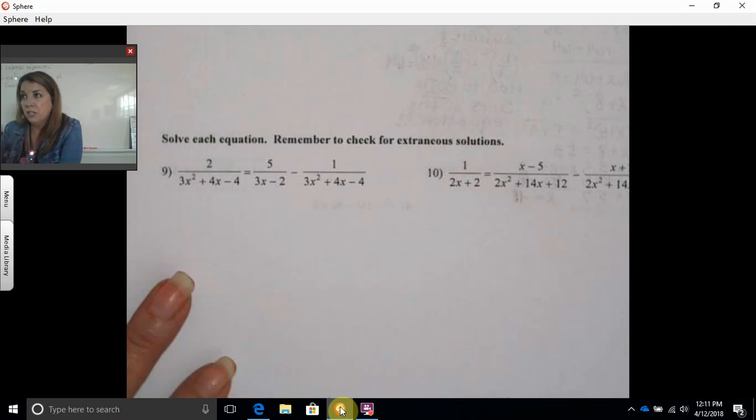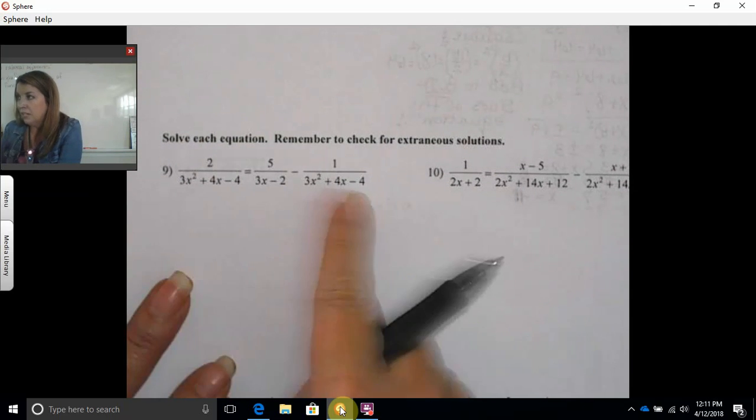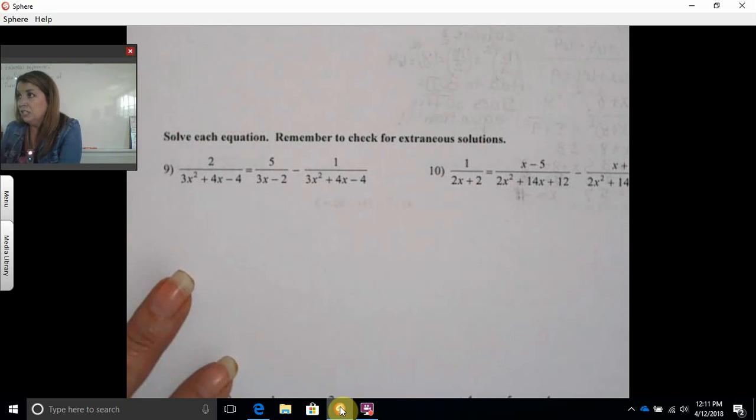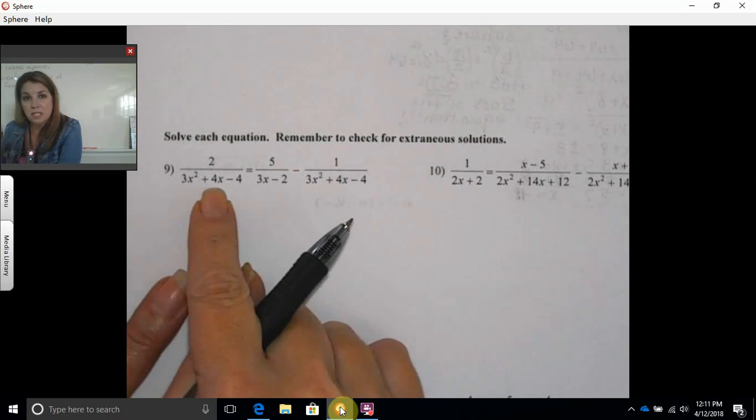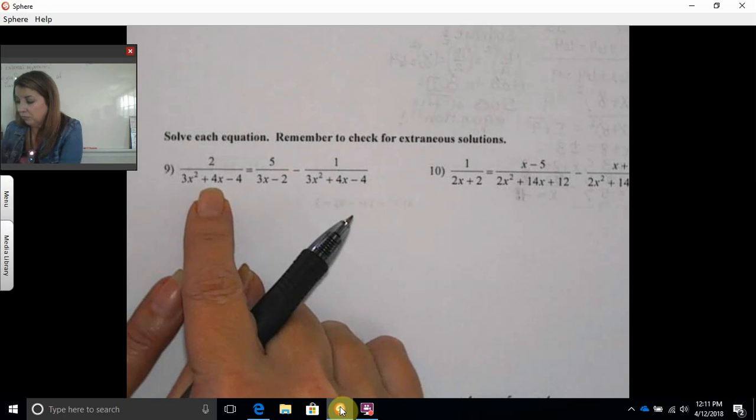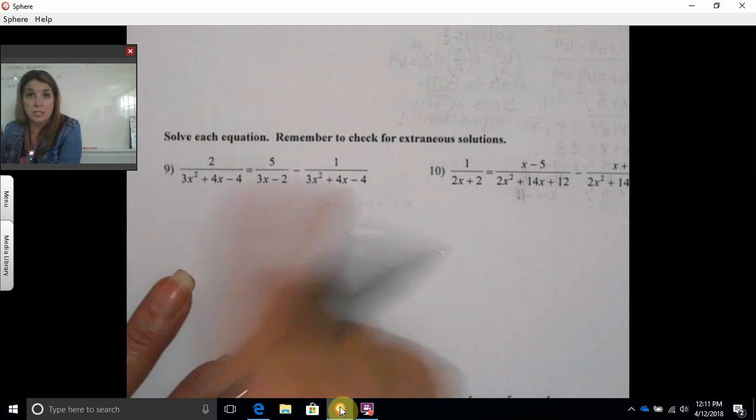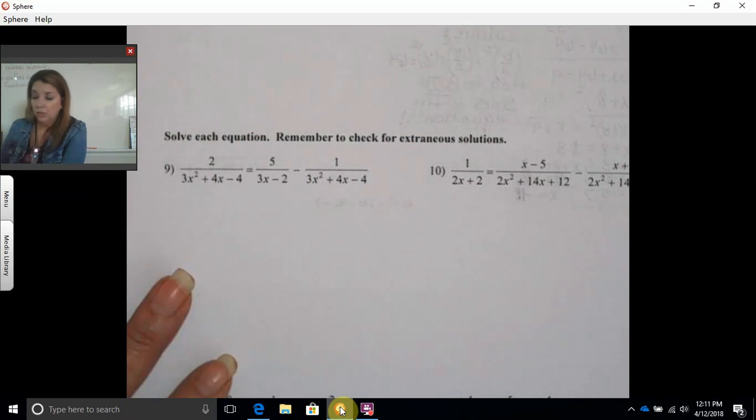Well, before you figure out what the least common denominator is, if any denominator can be factored, you need to do that, okay? So 3x squared plus 4x minus 4, that's a quadratic. I can probably factor that. There's 2 of them, so once I do it once, I'll know what they both are, right?